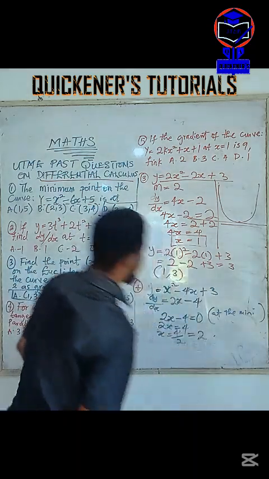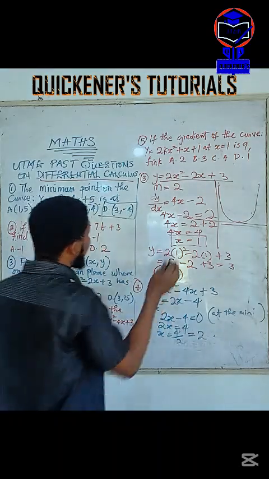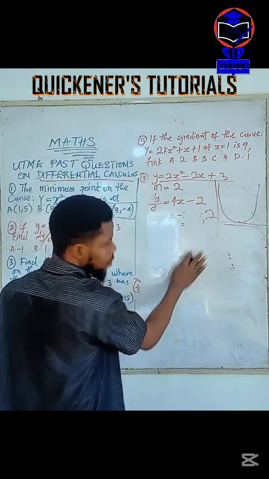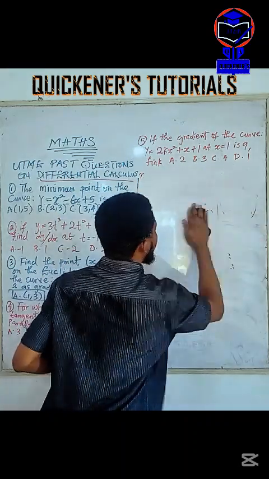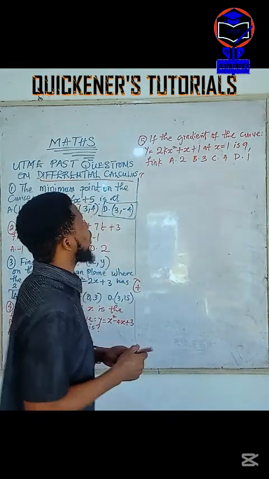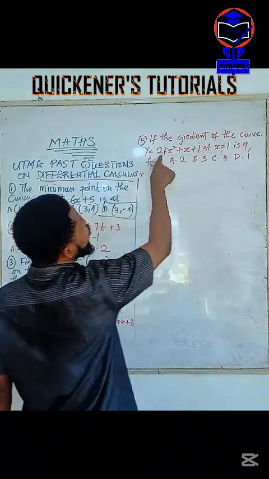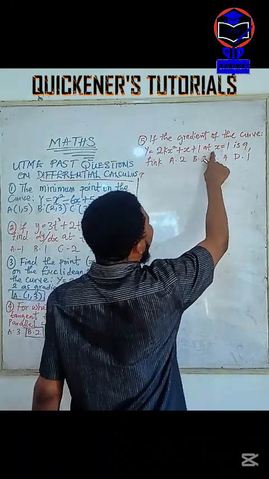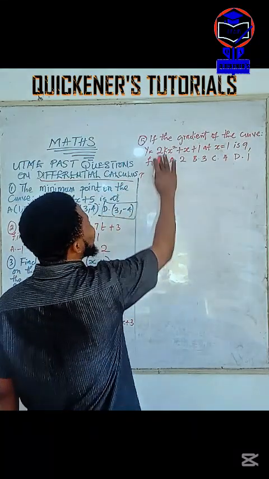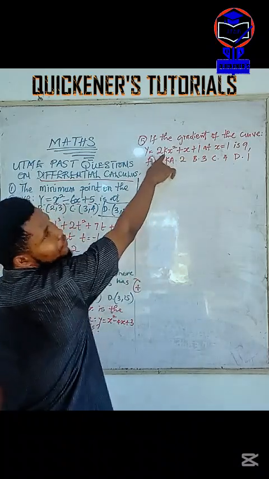Alright? So now, let's solve the last question. So the last question is, if the gradient of the curve y equal to 2kx squared plus x plus 1 at x equal to 1 is 9, find k. We are looking for k, alright? So we are looking for this value here.